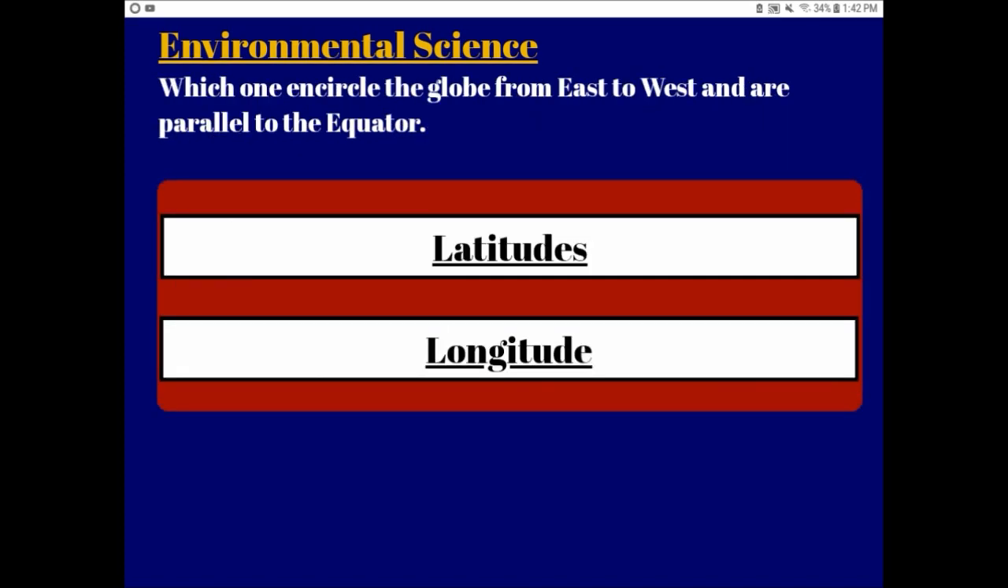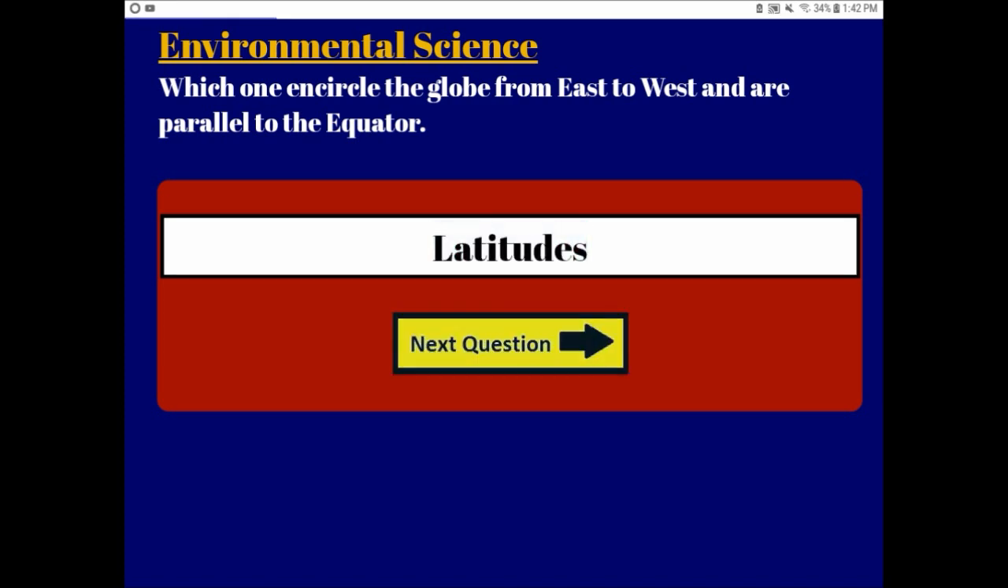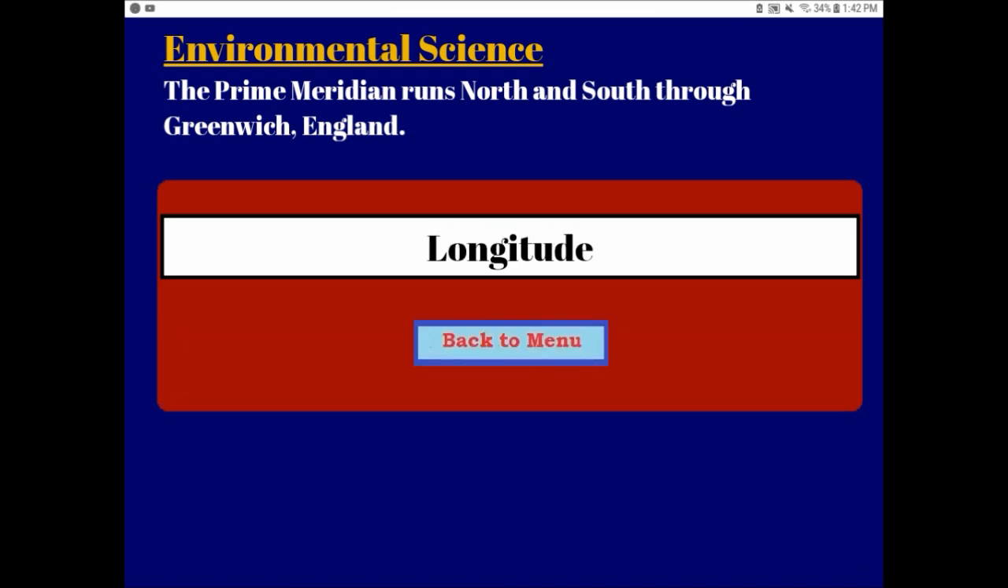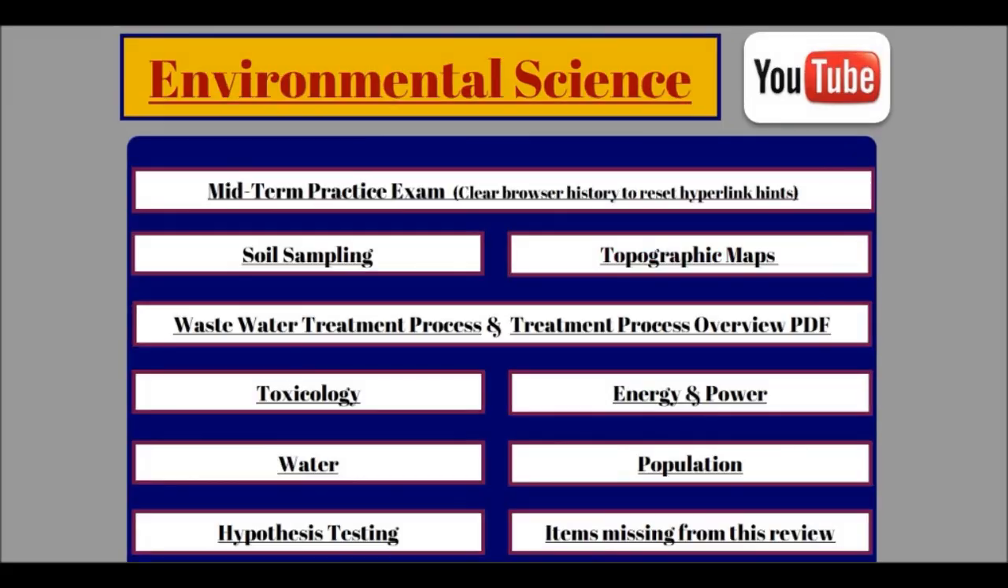Which one encircles the globe from east to west and are parallel to the equator? Well, we call them latitudes, so we're going to be latitudes. The prime meridian runs north and south through Greenwich, England. So the other one was latitude, so this one's going to be longitudes. And we go back to the menu.